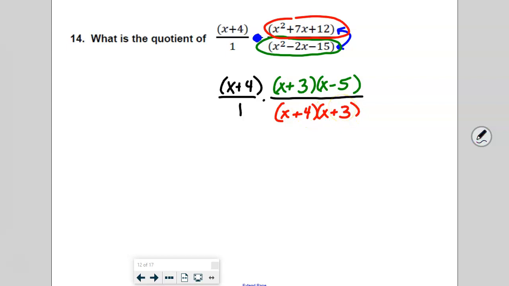All right, so now that you have a multiplication question that's all factored, you have a giant multiplication question, and the fun can start. You're going to cancel out anything that shows up in the numerator and the denominator, and all you're going to be left with here is a silly x minus 5 over 1, which we're just going to write as x minus 5. It's in the numerator.